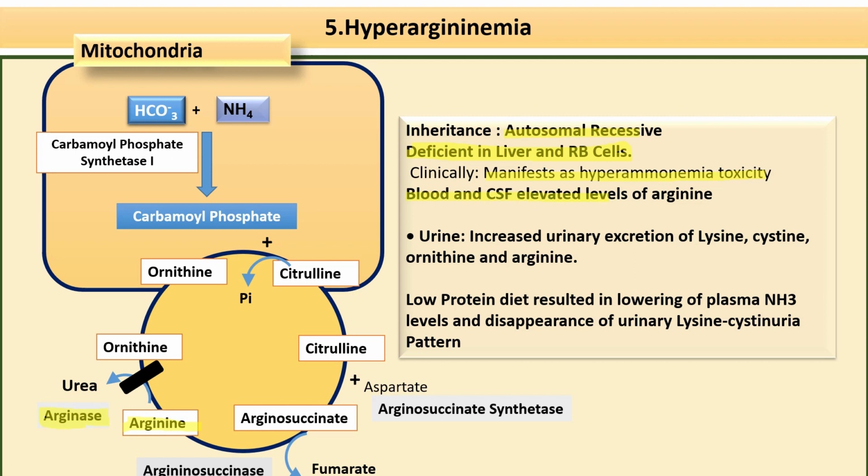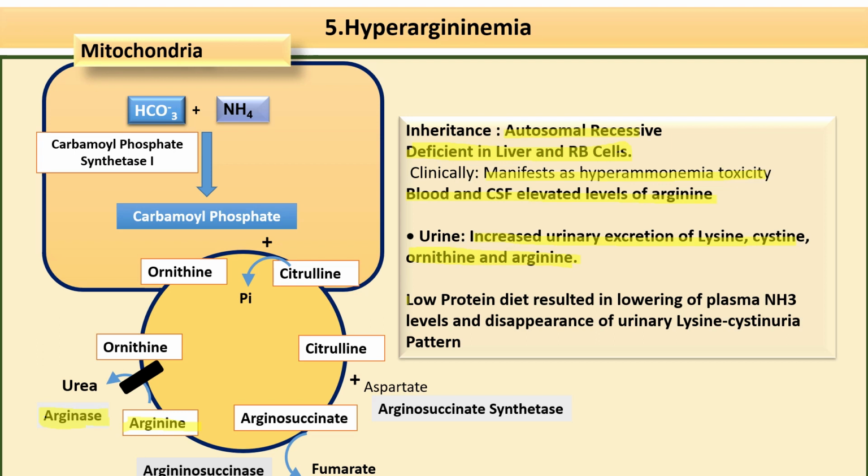blood and CSF there is elevated level of arginine, and in urine there is an increased excretion of lysine, cysteine, ornithine and arginine. That is a COLA, that cysteine, ornithine, lysine and arginine, इन सबका excretion यहाँ पे होगा as we have discussed in cystinuria. So how will you manage this condition?